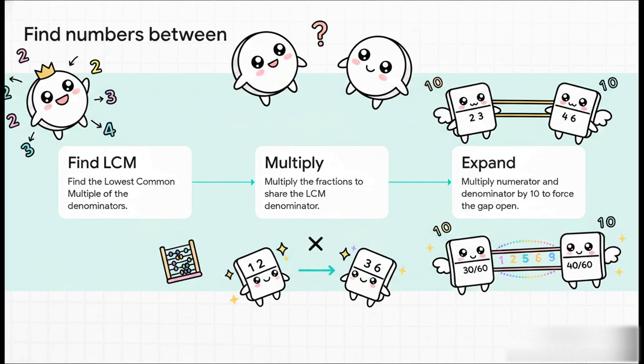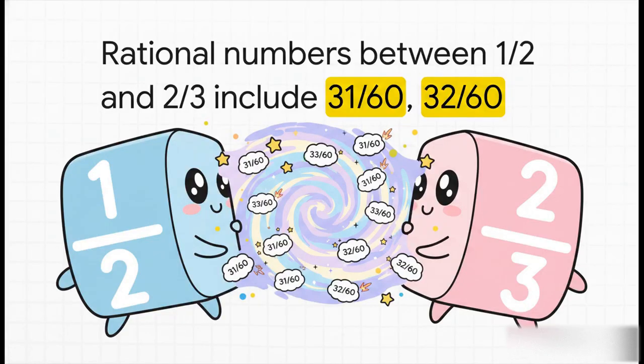We expand the gap. By multiplying the top and bottom by 10, we transform them into 30 over 60 and 40 over 60. And just like that, an empty, seemingly invisible space between 2 simple fractions opens up into a massive universe of brand new numbers. The rational numbers hiding between 1/2 and 2/3 now include 31 over 60, 32 over 60, 33 over 60, literally all the way up to 39 over 60. And honestly, the craziest part? If we had multiplied by 100 over 100 instead of 10, we'd find 99 whole numbers between them. We can literally do this forever.